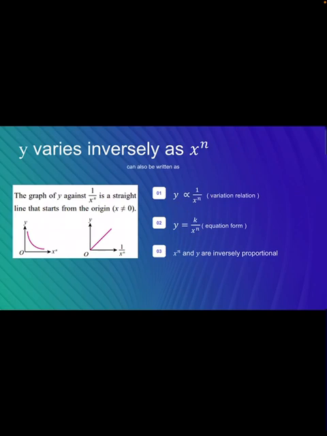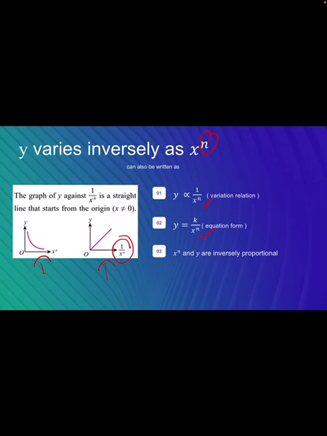Okay, next. Just now y varies inversely as x. Now we have x to the power of n. It's the same as the one we had before, it's just that you have the power of n for x. So for the variation relation, you write x to the power of n here, and then you substitute the proportional symbol with equals k, and then the graph doesn't change.